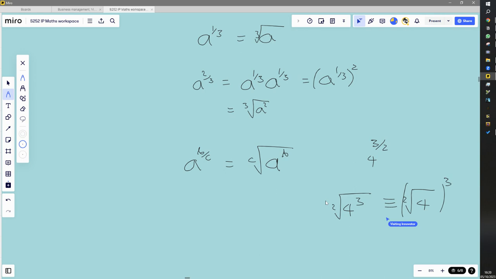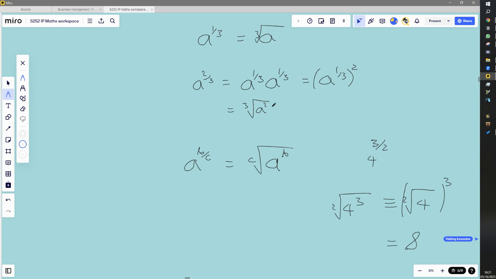Because they're the same, you just decide which one you want to do. If this is a non-calculator paper, which one can you more easily do in your head? I would personally choose that one because I know the square root of 4 is 2, and I know that 2 cubed is 8. So that would be 8.